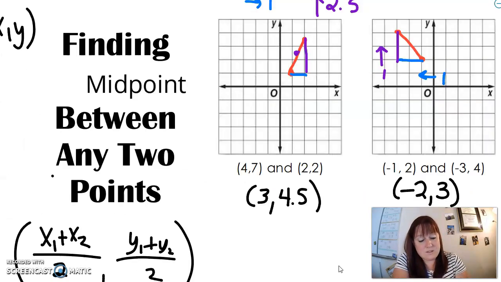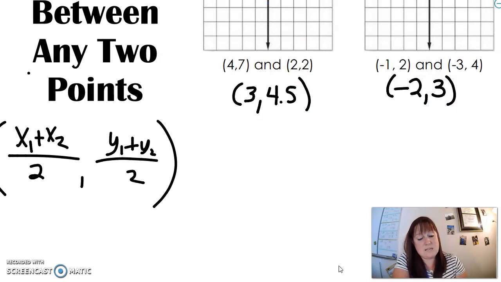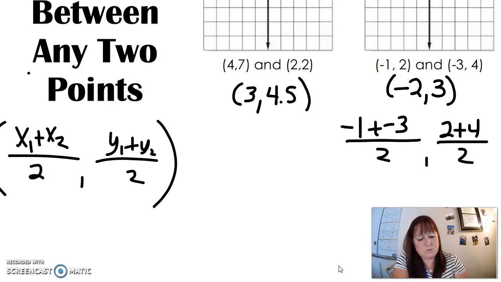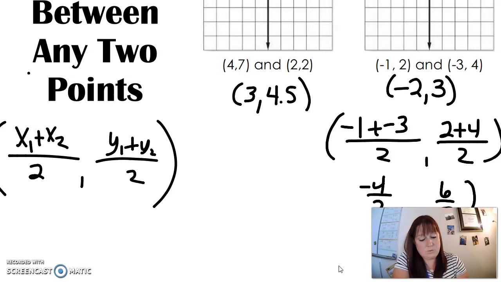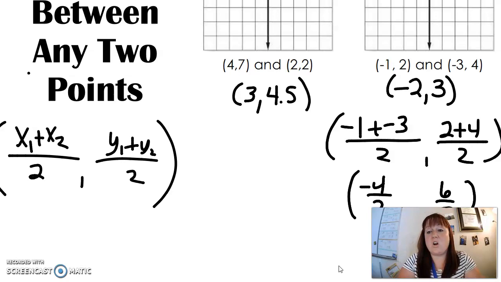And again, if we would have done this with the formula, we would have found the same thing. If we want to do this with the formula, we can say, let's add the two x's together. So -1 plus -3 over 2. And then we average the two y's, 2 plus 4 over 2. Well, that would be -4 over 2 and 6 over 2, which does in fact simplify to -2, 3. There you go. That's all there is to the midpoint.